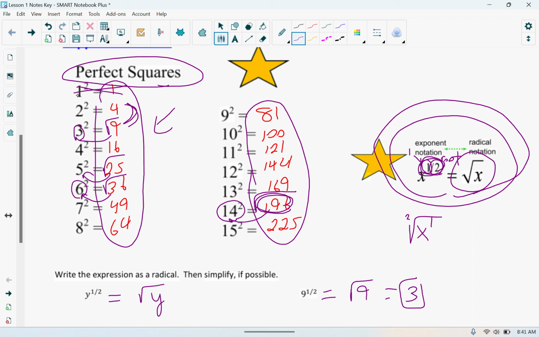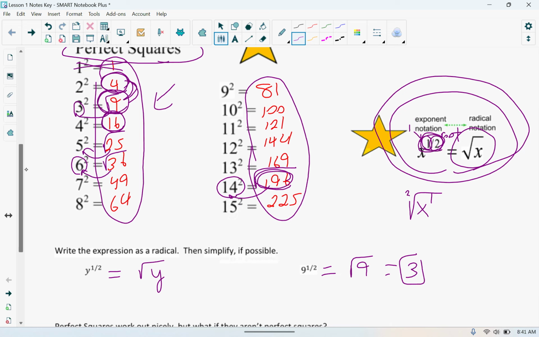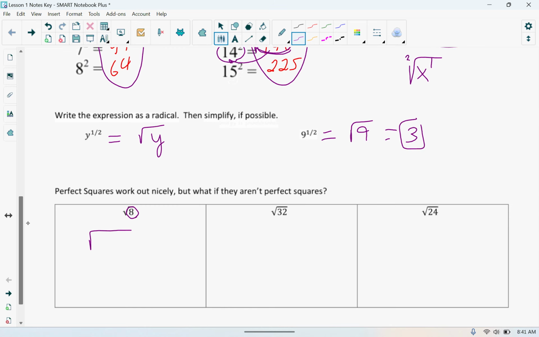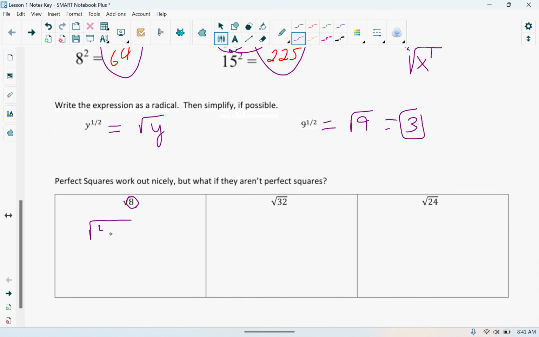1 isn't really going to be helpful to us ever because 1 is a factor of everything. But let's go down this list like 4 and 9 and 16. Which one of those is a factor of 8? You guys can see that 4 is a factor of 8. So I'm going to put that factor first. And then whatever's left over. 4 times what is 8? That's going to give me a 2.